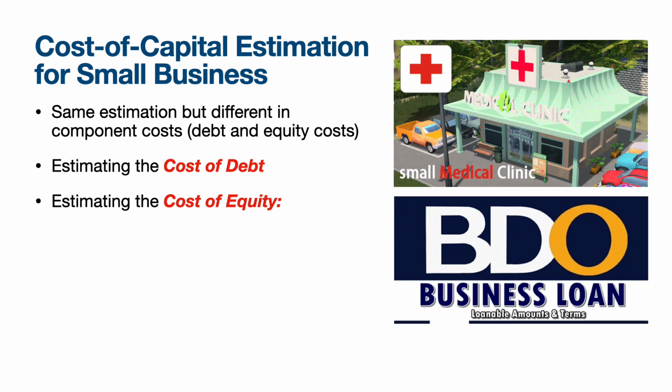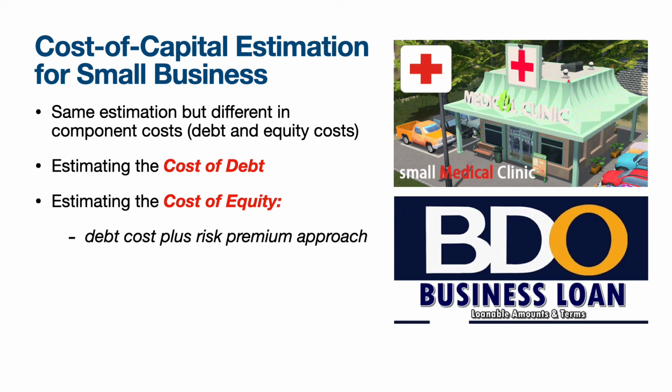Estimating the cost of equity for small businesses is more challenging than estimating the cost of debt because such businesses do not have publicly traded stocks. Here are the three methods to estimate the cost of equity for small businesses. Number one is the debt cost plus risk premium approach.